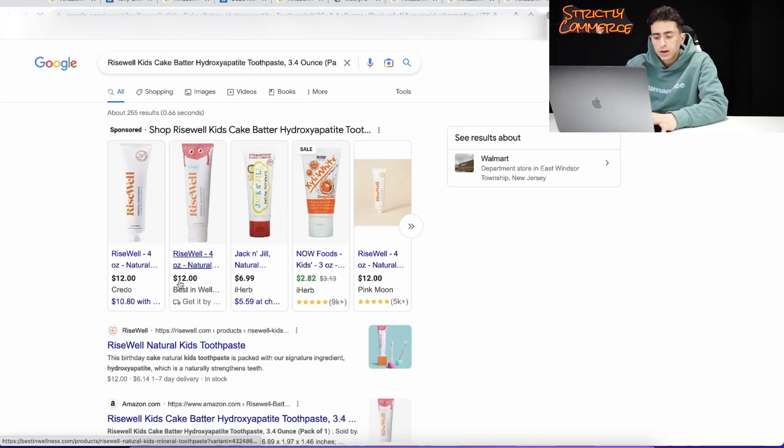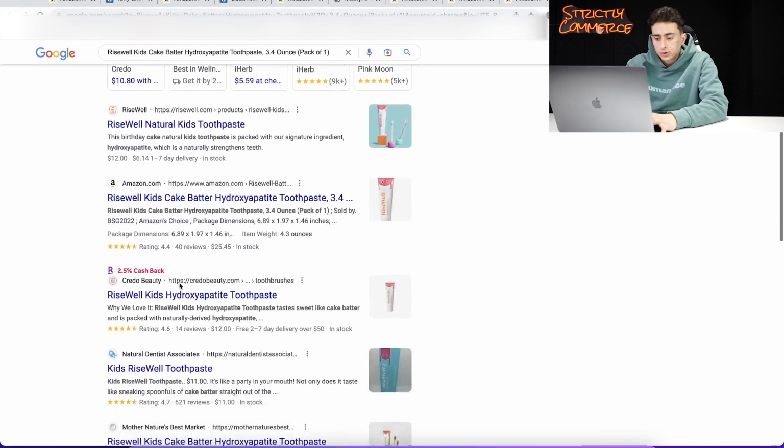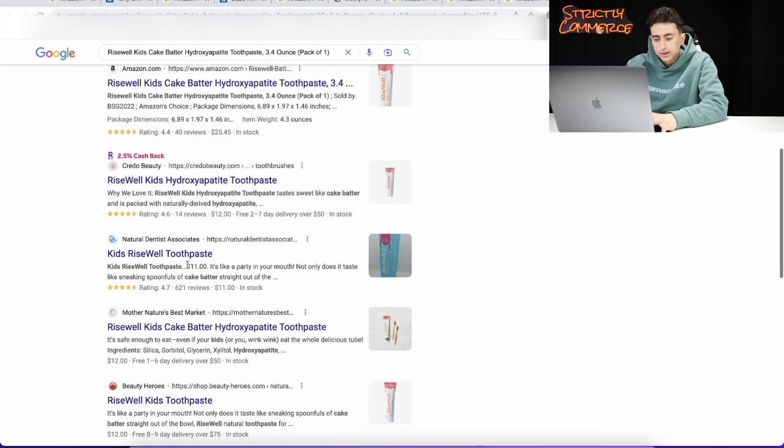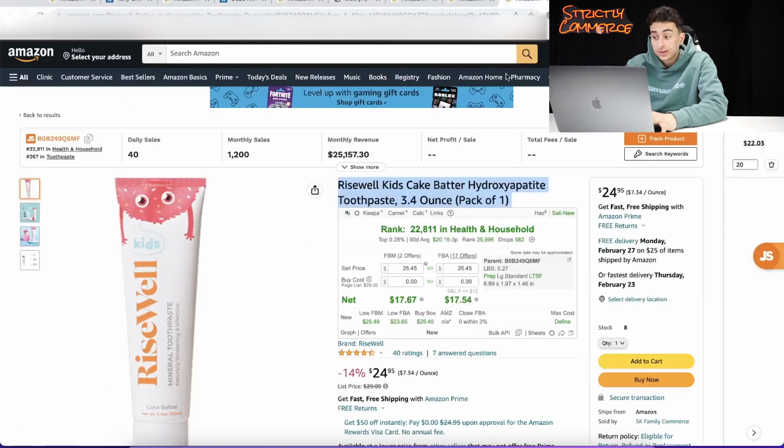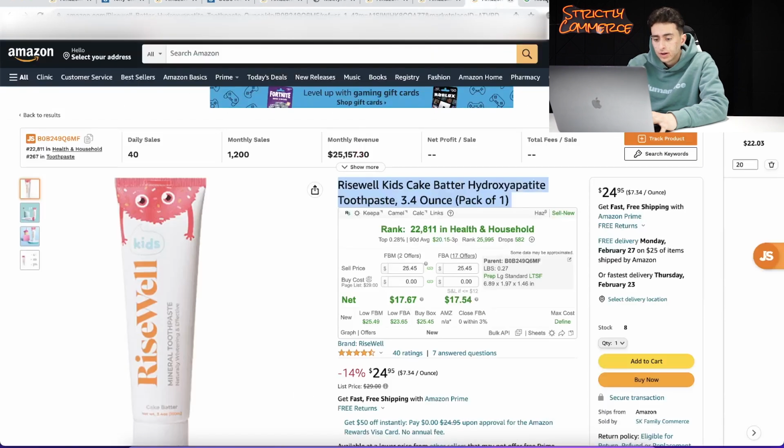3.4 ounce of this product. This is 12 bucks on their own website, 12 bucks here, $11. That's not the right one. Roughly $12 everywhere. Pays out 17, so right here we have another winner. Wait, that doesn't look like the right item.